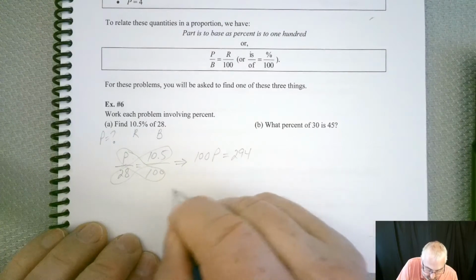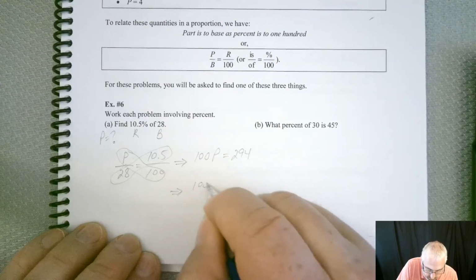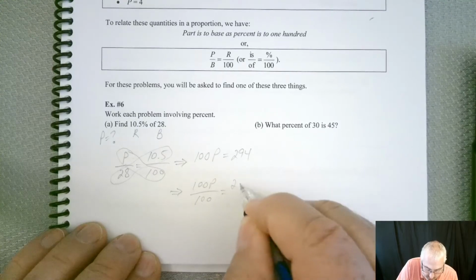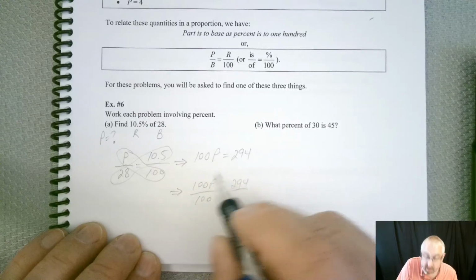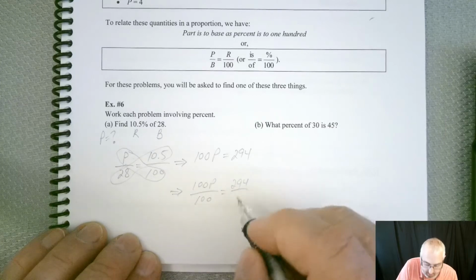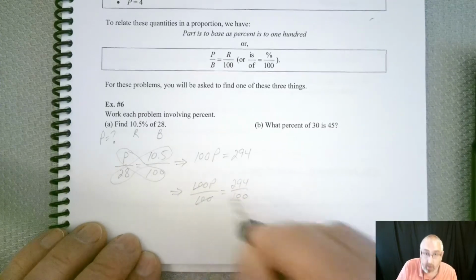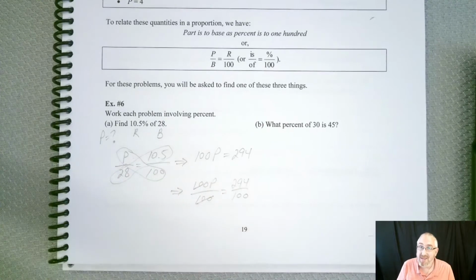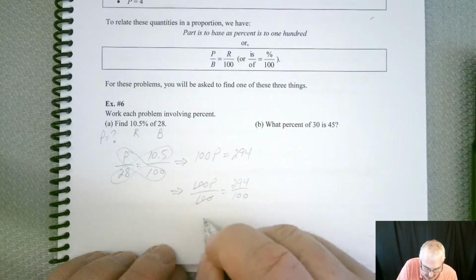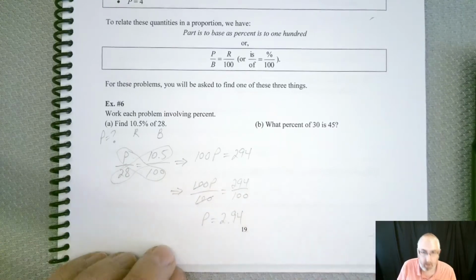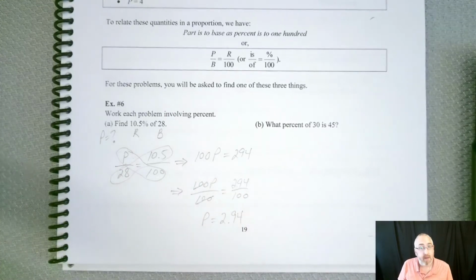So if we divide now, we want to divide both sides by 100. Whatever number is in front of your letter, that's what you're going to divide by on both sides. So the 100s cancel each other out on the left. And that's why P is all alone now. So P should be equal to 2.94. And then you're done. That's the answer.